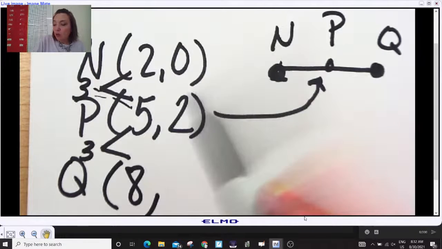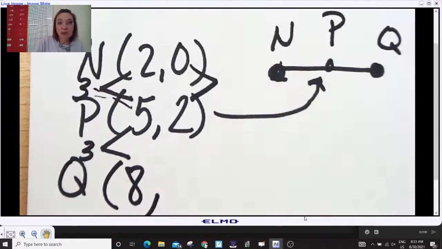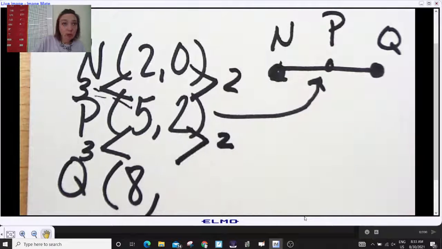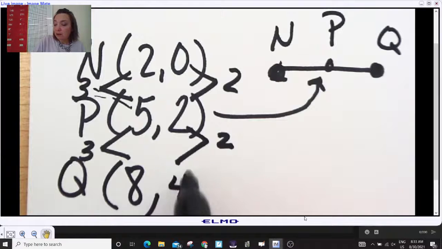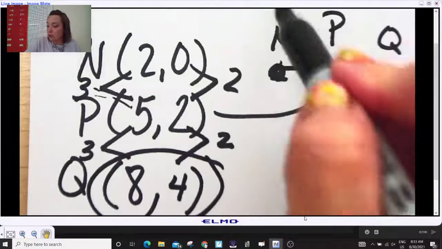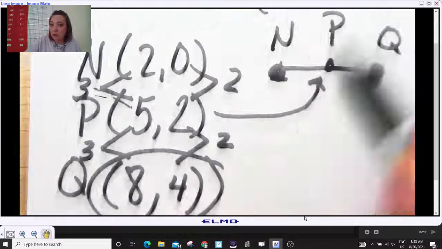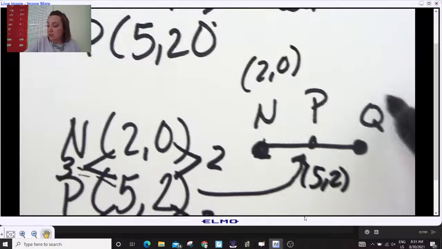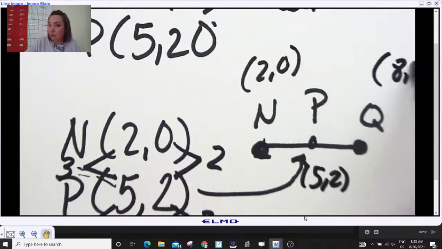So if we add 3 to 5, what do we get? 8. What's the difference between these two? So what do we have to do? Add 2 to 2, and what are we going to get? 4. And that's our other endpoint. So if this one here is 2, 0, and then this middle is 5, 2, then this end over here is 8, 4. Y'all see how that works? Okay, we're going to do a couple more.